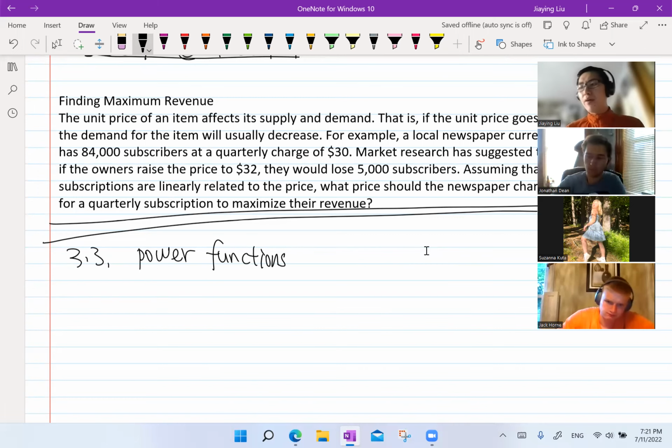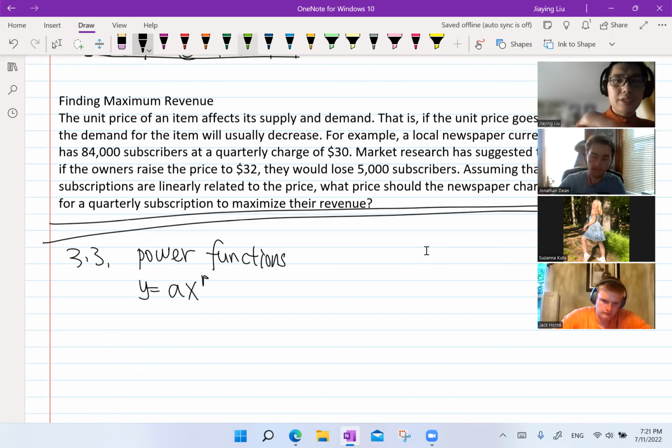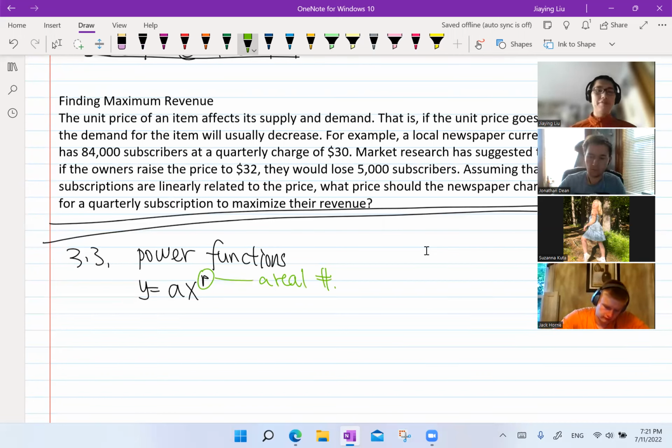All right, so power functions have a general form, y equals ax to the p, where p is a real number. So p could be a fraction, could be negative, could be any number. So that's what a power function is. And the a obviously is a coefficient.